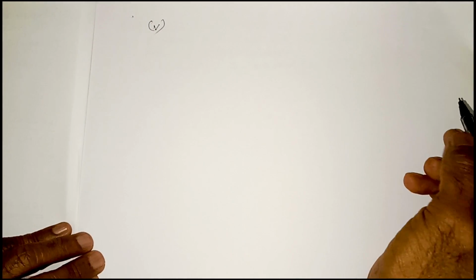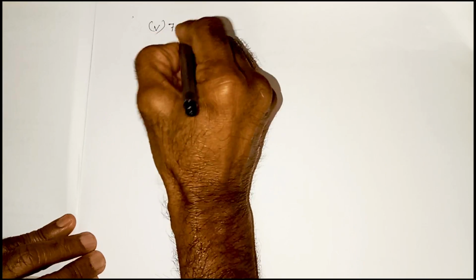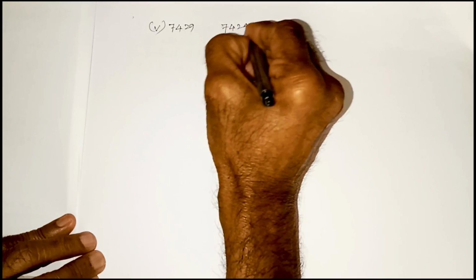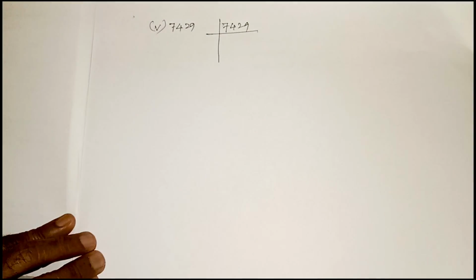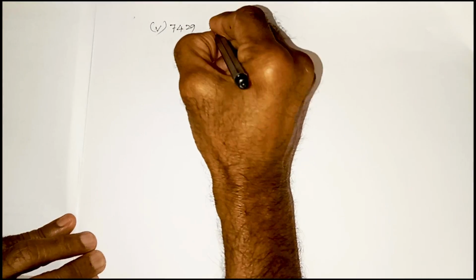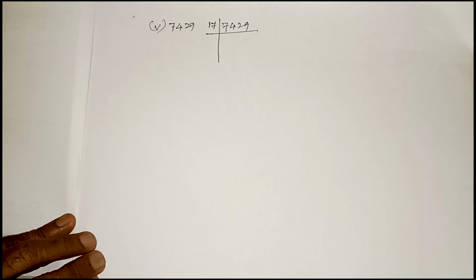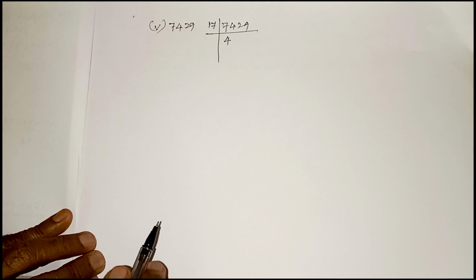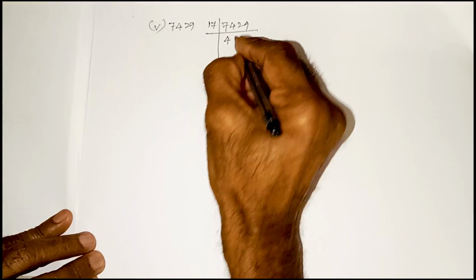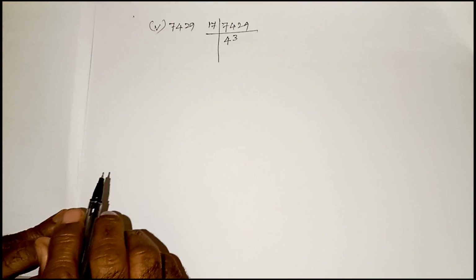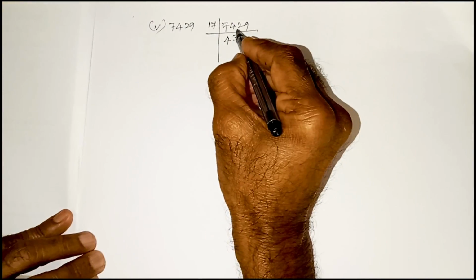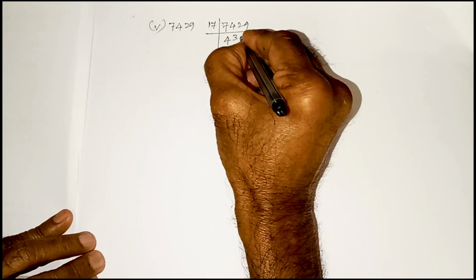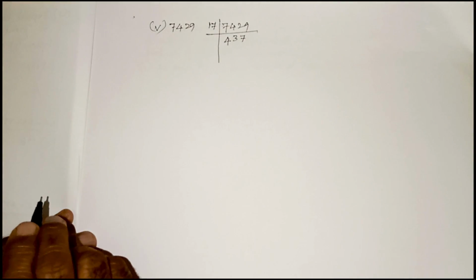Well, the last question is 7429. To find out the factors of 7429, you can start with 17. 17 4 times, you get 68. And then you can try with 3. 17 into 3 is 51. And the balance is 119. 17 7 times gives you the answer.